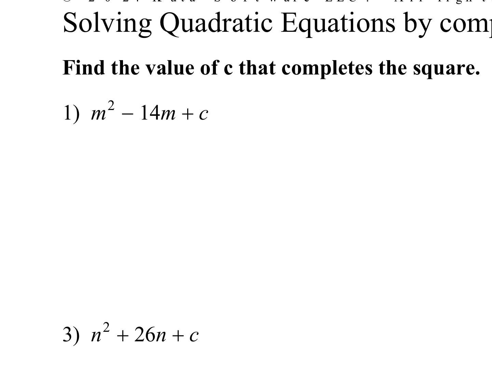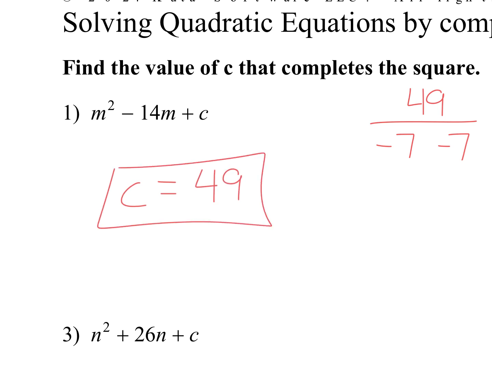Two numbers that are the same that can add up to 14. 7 and 7. What do they have to be to get to negative 14 though? They would have to be both negative, right? So those two multiplied together, what do they get? 49. So our c, to make this complete the square, is 49. Okay? Because this would turn into x minus 7 squared.